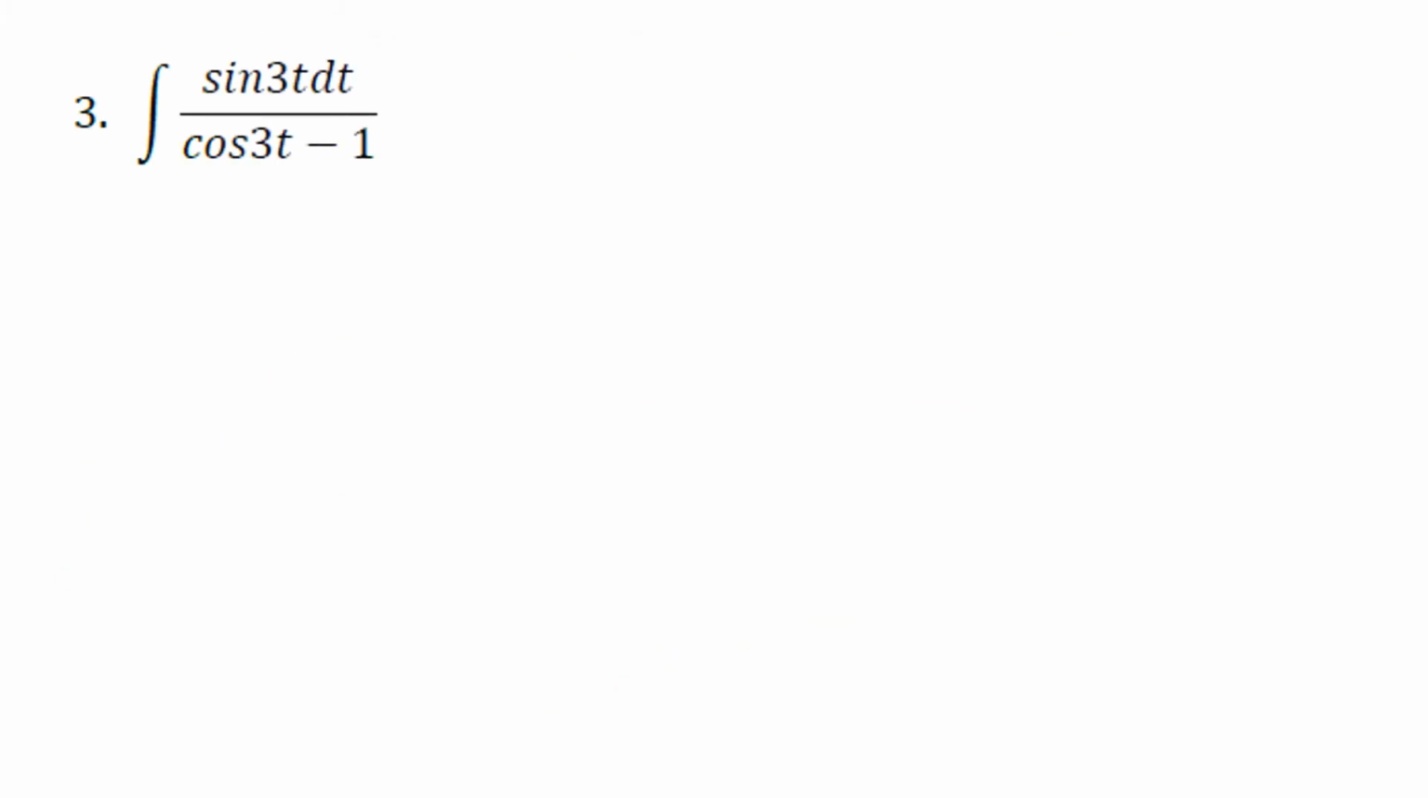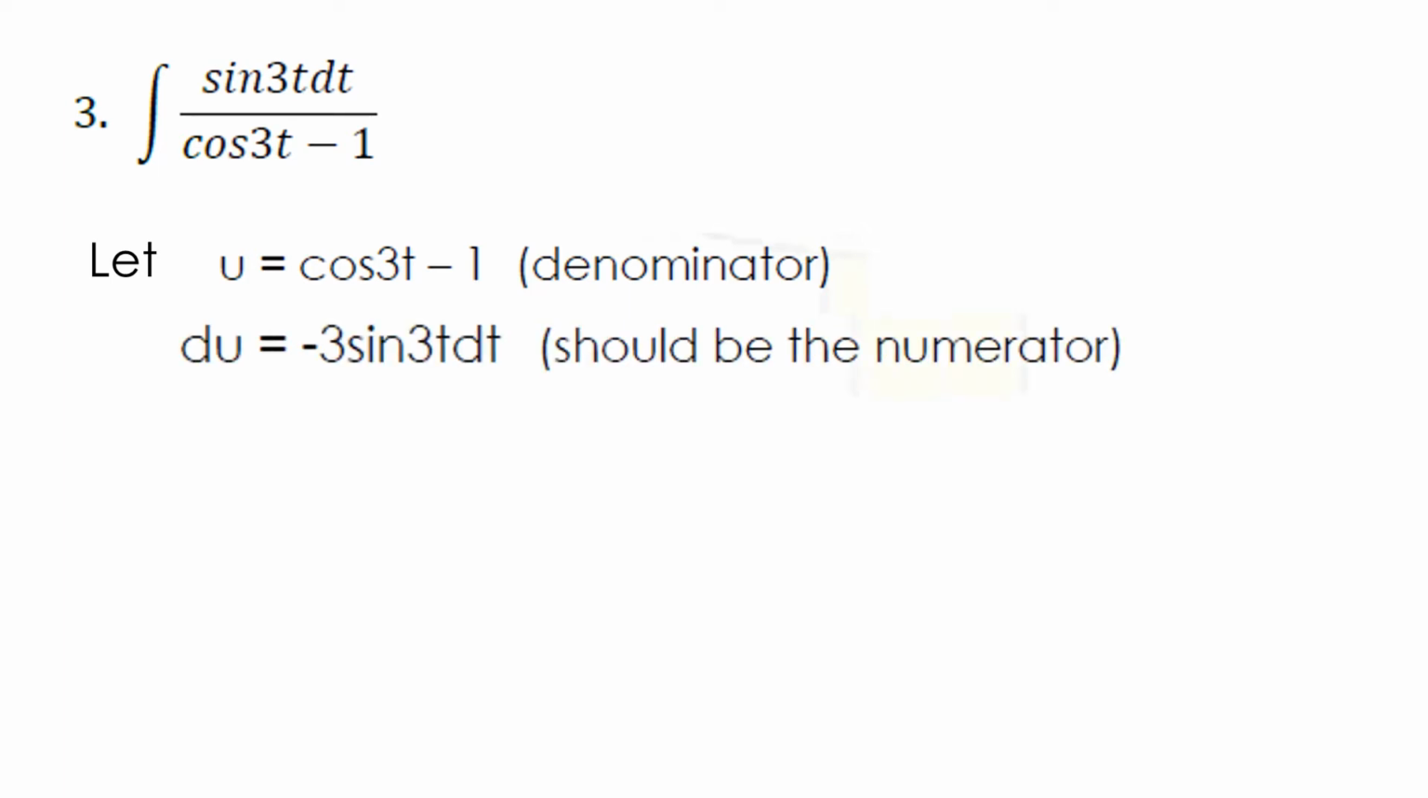Let us consider this problem. The integral of sine 3t dt divided by cosine of 3t minus 1. If we let the entire denominator be u, which is cosine 3t minus 1, and if we take its differential, that will be negative 3 sine of 3t dt. So the condition is all of these terms must be found in the numerator. If you notice, in the numerator of the integrand, we only have a sine 3t dt. So as if it lacks negative 3.